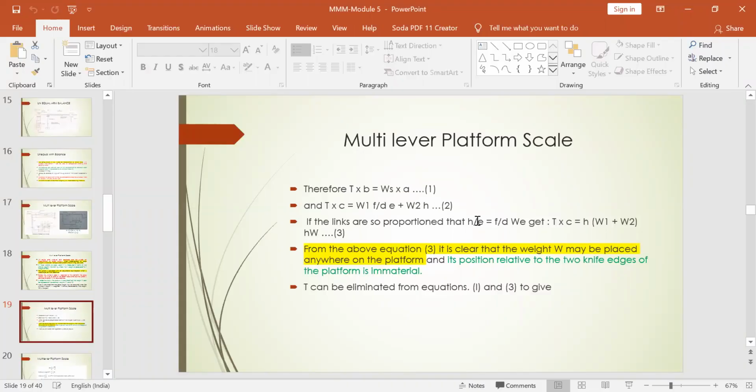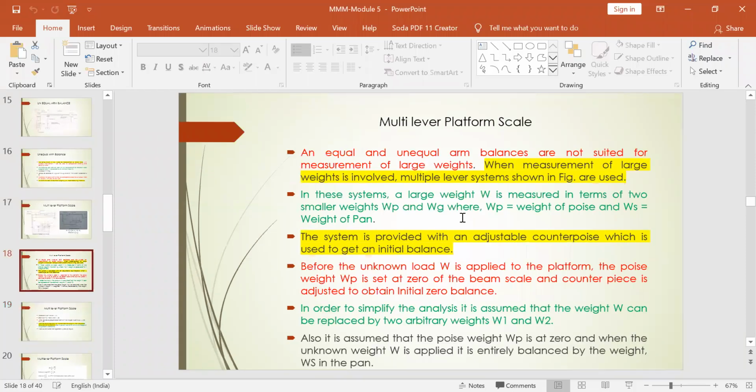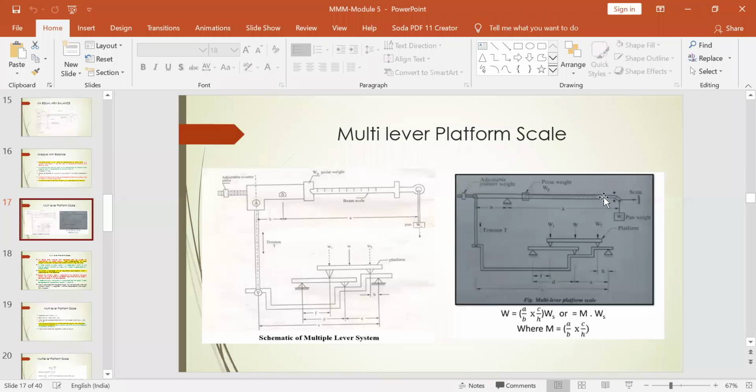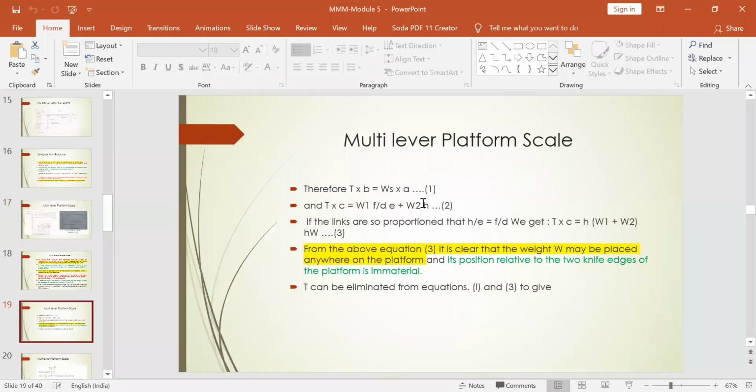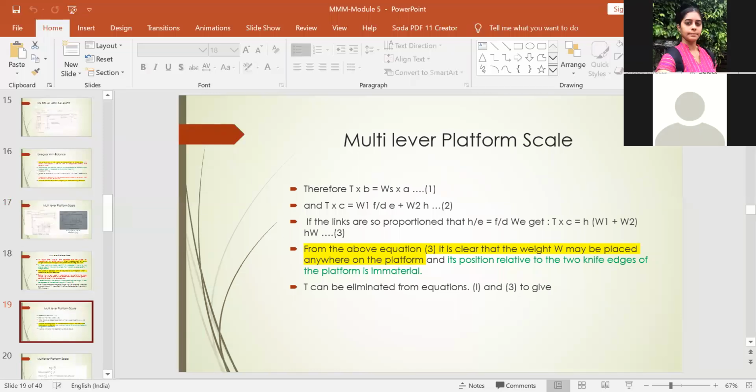So this is the proportion they are assuming for both the platforms. This is one arm balancing and this is a second platform in which we are adding the weights. To keep both in proportion, this is the constraint we have to follow. So H upon E should be equal to F upon D. Based on this equation, the equation changes to T into C is equal to H into W1 plus W2, times H of W.